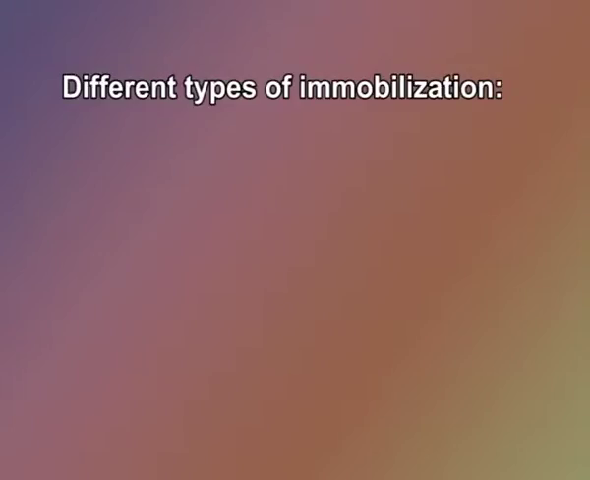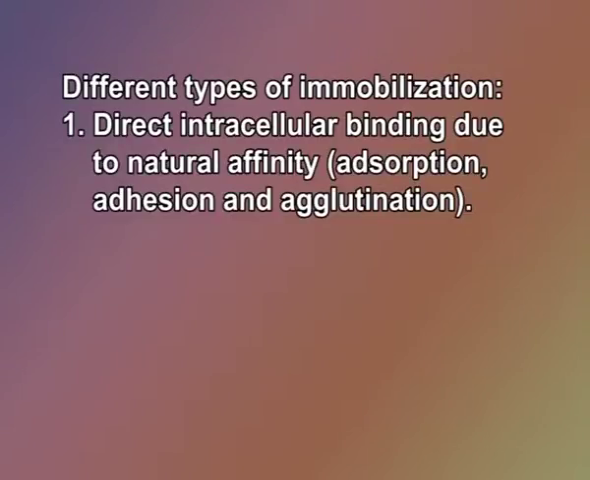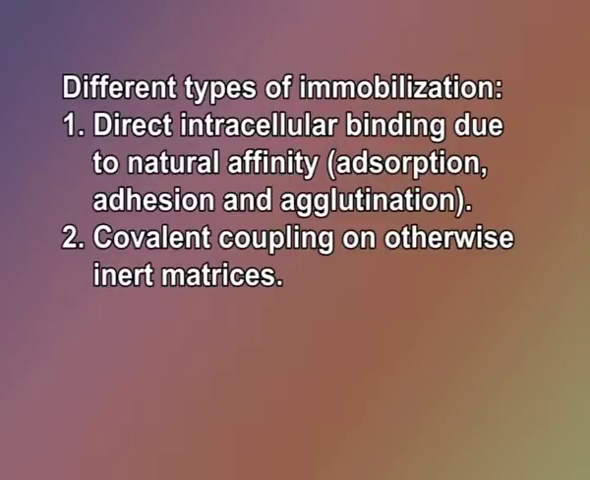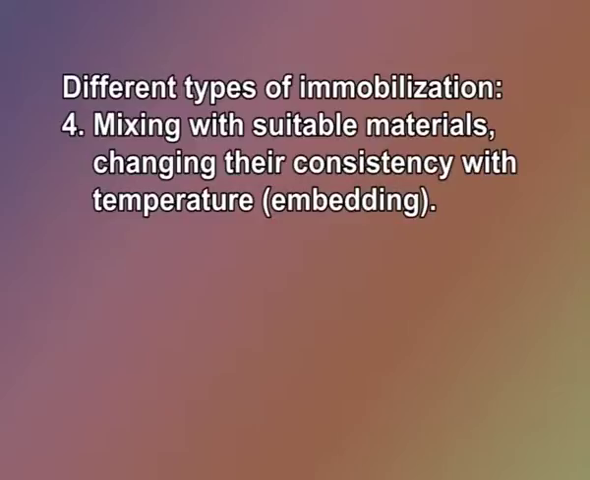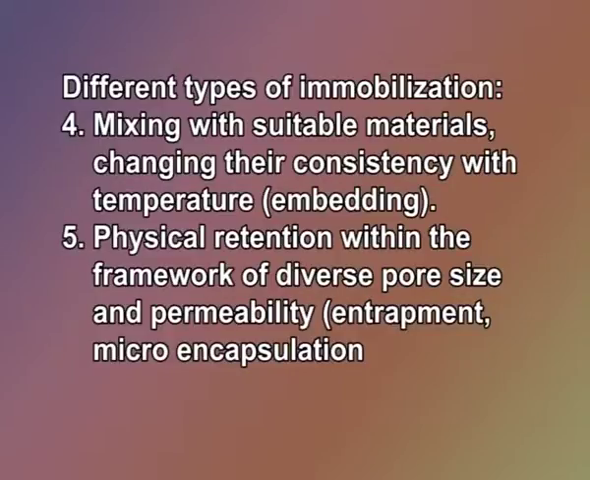Now coming on to different types of immobilization. First is direct intracellular binding due to natural affinity, that is adsorption, adhesion and agglutination. Second is covalent coupling on otherwise inert matrices. Third is intracellular connection via bi or polyfunctional reagent by cross-linking. Fourth is mixing with suitable materials, changing their consistency with temperature, that is embedding. And fifth is physical retention within the framework of diverse pore size and permeability, that is by entrapment or micro encapsulation.